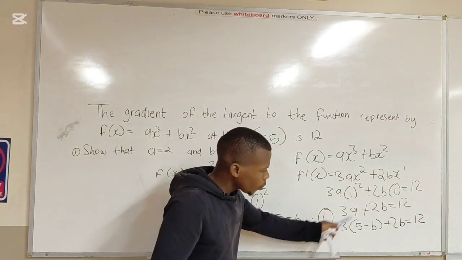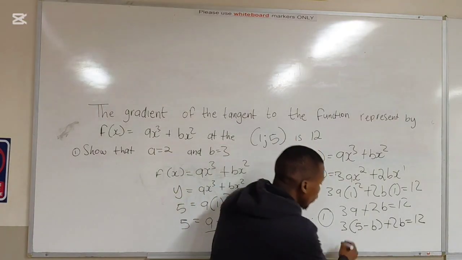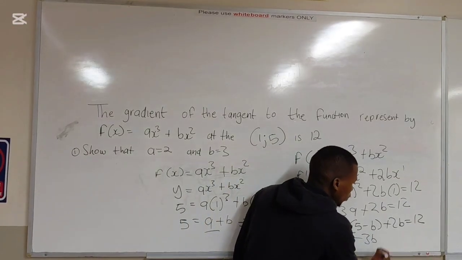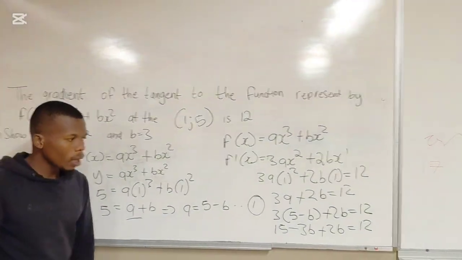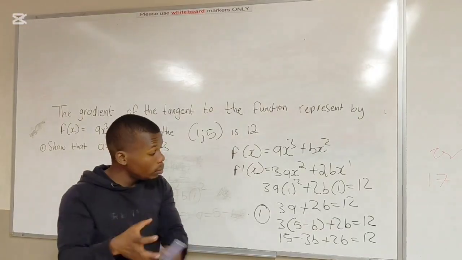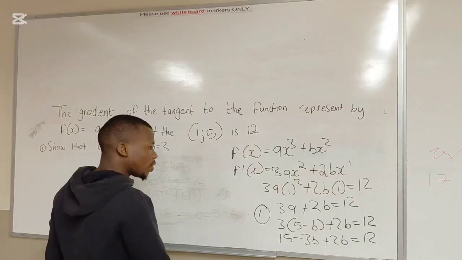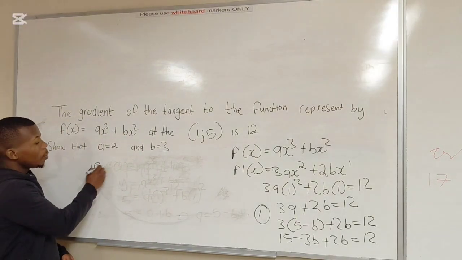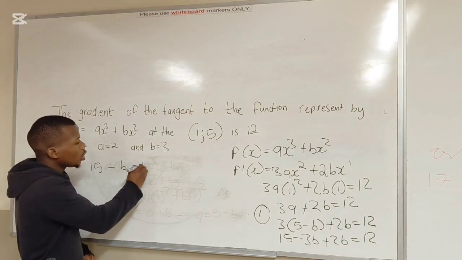Hey, now, let's check something. I need to first break my brackets. When I break my brackets, I have 3 multiplied by 5, which is positive 15, 3 multiplied by negative b, which is negative 3b, plus 2b is equals to 12. So here we have 15 minus 3b plus 2b is equals to 12. Now I must simplify my left hand side. When I simplify my left hand side, I have 15 minus 3b plus 2b is always equals to b, which is equals to 12.